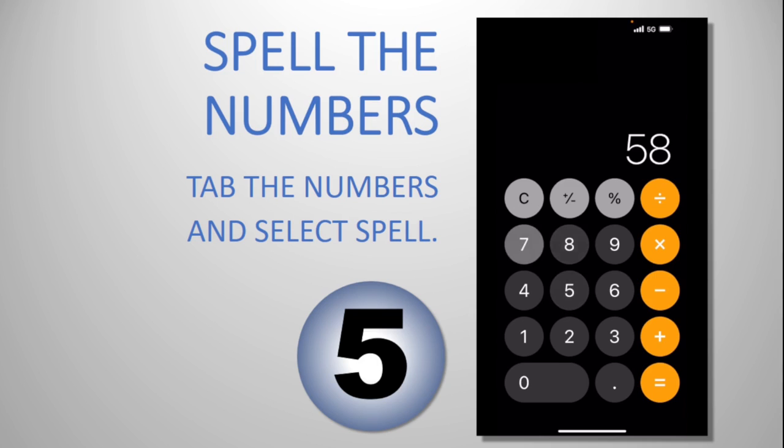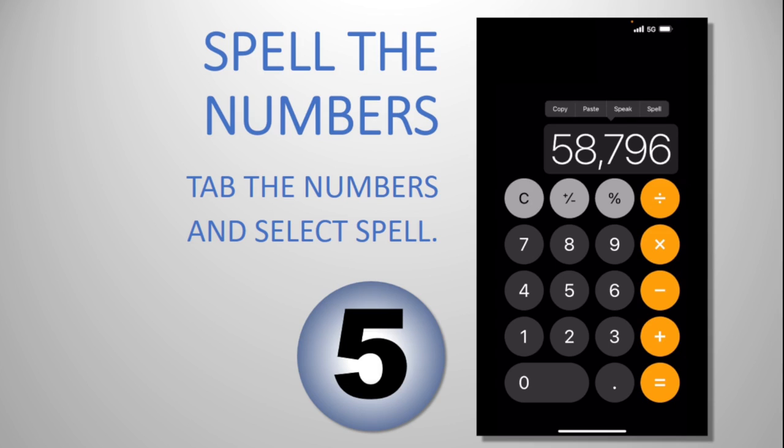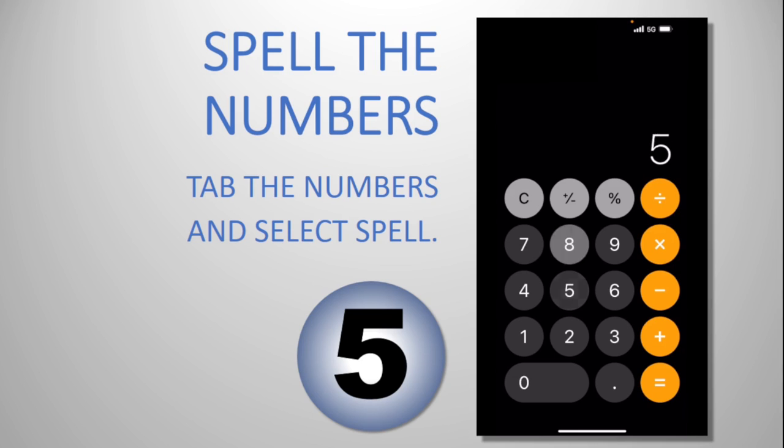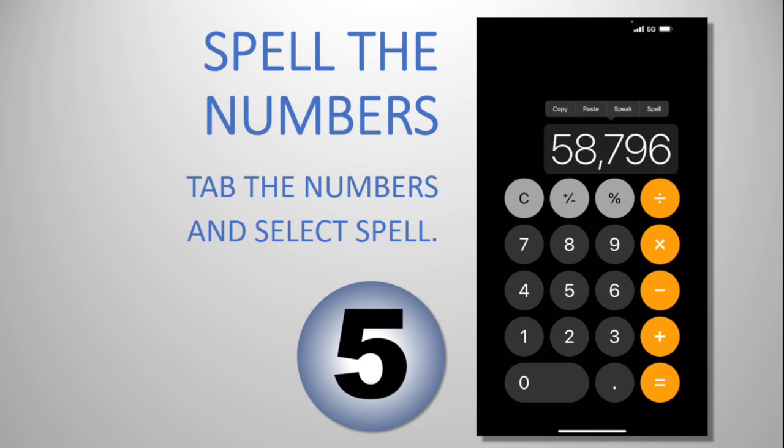You can also make iPhone to spell the number. Single tap or double tap the number, then select spell. If this option is not visible, then turn it on, via accessibility under settings. This feature can be useful on certain circumstances.